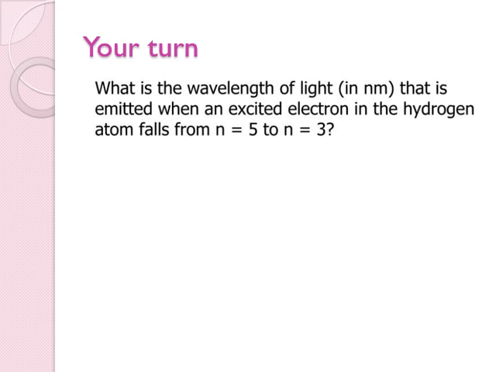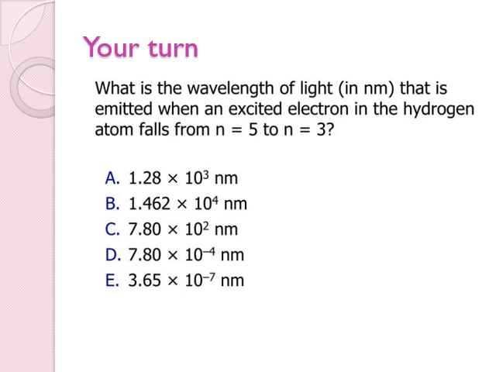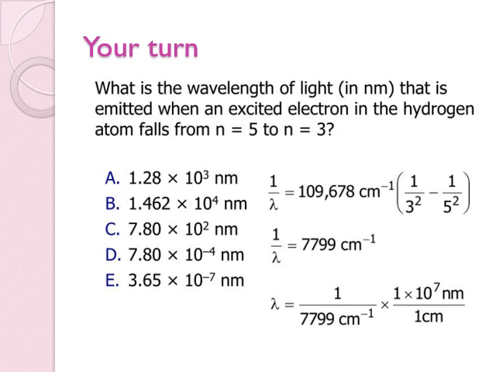Now it's your turn to do this calculation. What is the wavelength of light that is emitted when an excited electron of hydrogen falls from N5 to N3? So this should be N1, this should be N2, because N2 is always bigger than N1, right?